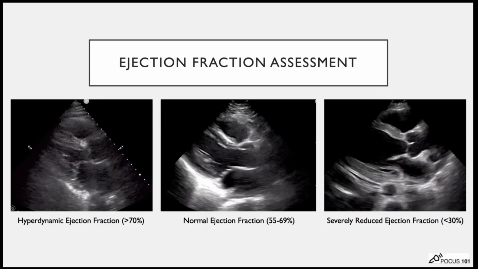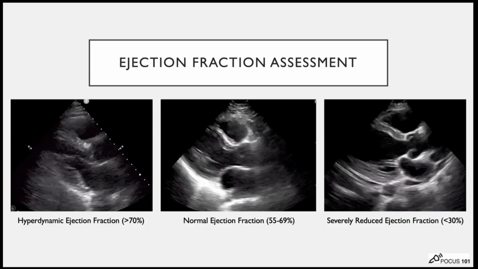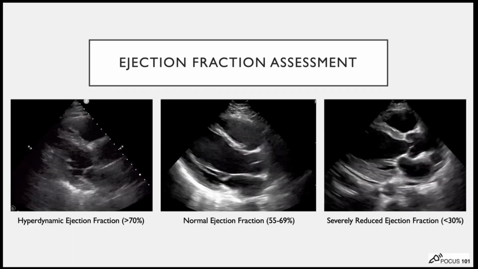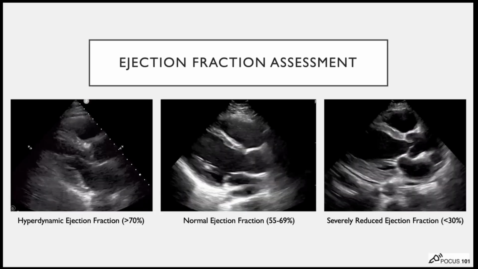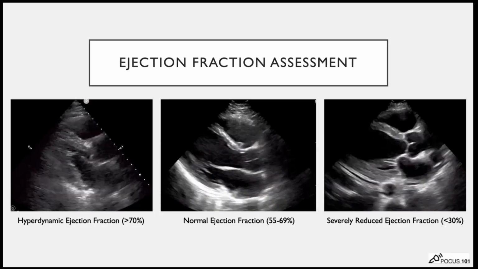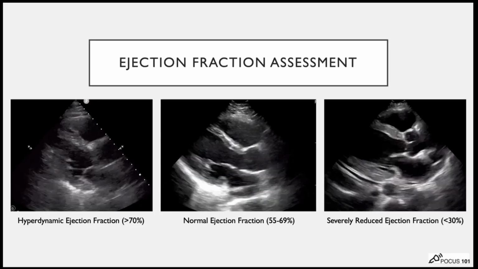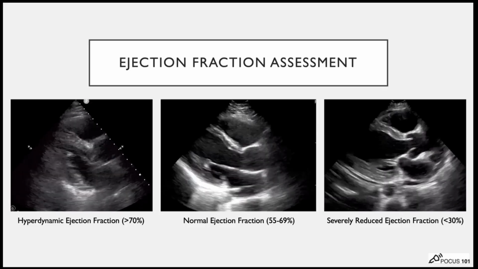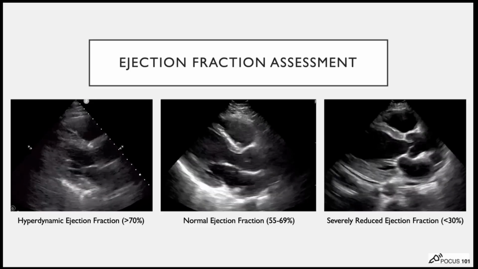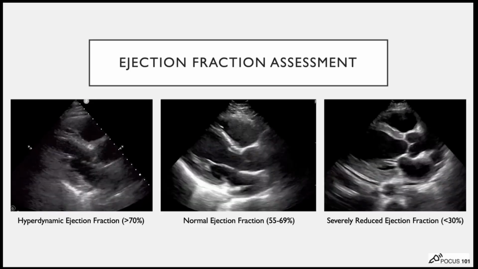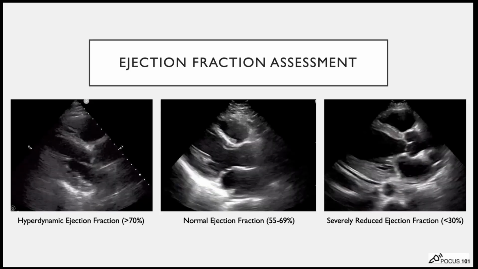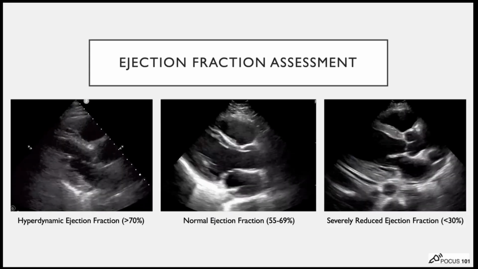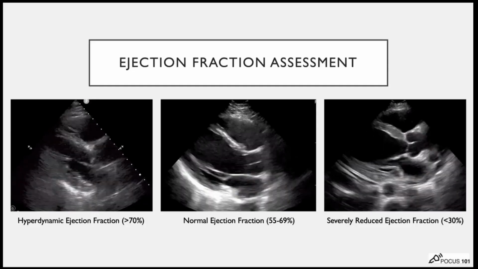In the middle, you can see an example of a normal ejection fraction. Here you can look at the anterior mitral valve leaflet assessing for EPSS, normal being less than 8 millimeters, or if there is evidence of heart failure, you would see it going up to more than 1 centimeter. On the right, you can see this is a patient with severely reduced ejection fraction.